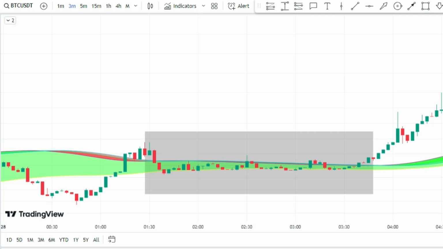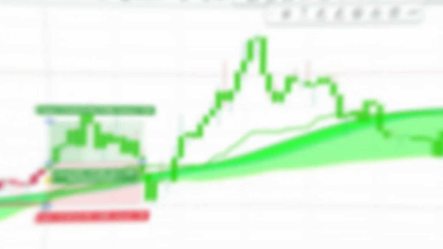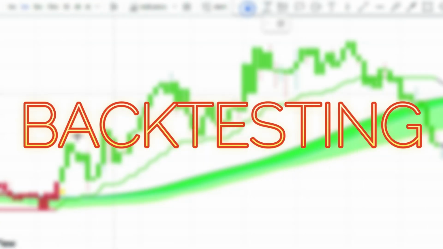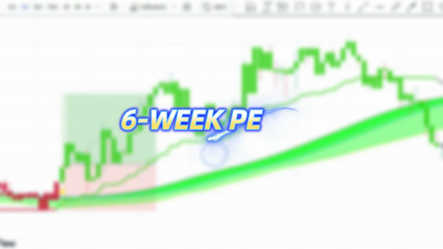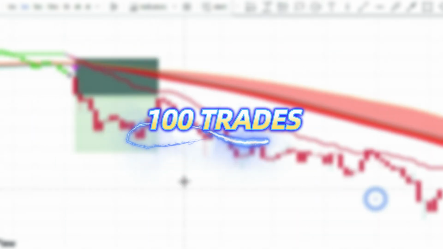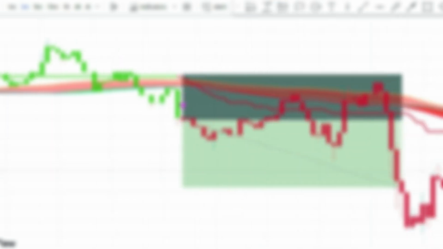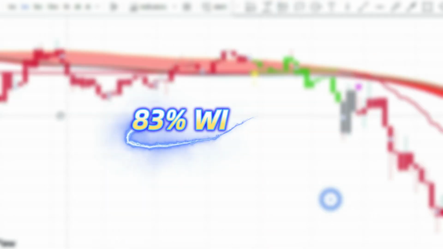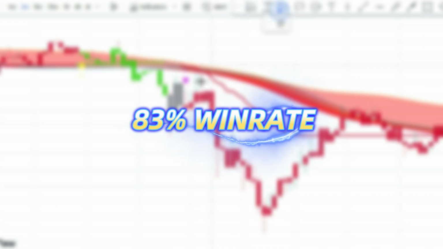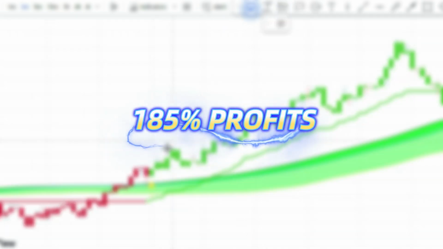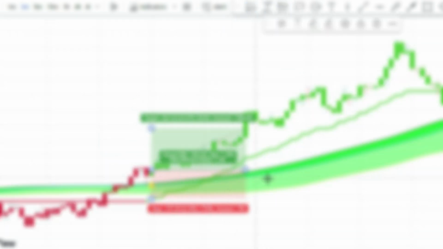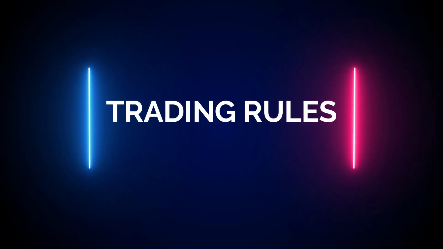Now that our two trusty indicators are all set up, it's time to embark on our trading adventure. But before we dive in, let's backtest it. We put our trading strategy to the test over 6 weeks, executing 100 trades on the Bitcoin chart using a 3-minute time frame. The results were beyond impressive. The strategy delivered a whopping 83% success rate, raking in a massive 185% gain. So get ready to learn the trading rules and dive into the world of trading with confidence.